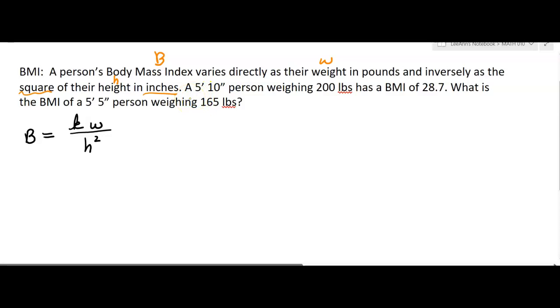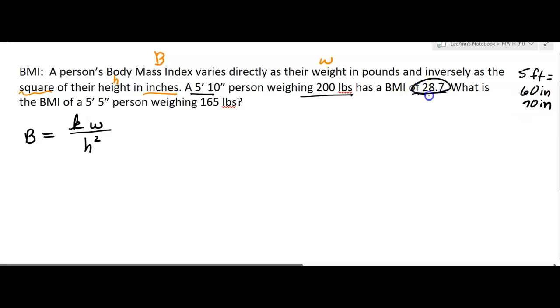Okay, so we have that, and now they're going to give us a person's height and weight and the BMI, so we can figure out what K is. Okay, now that 5 foot 10 inches, we have to get that in inches. So 5 feet is 60 inches, right? And then add the 10. So 70 inches is what our example is going to be using for the height.